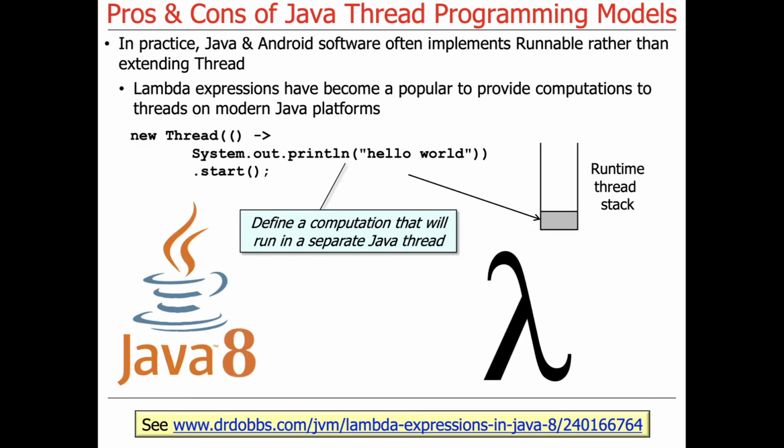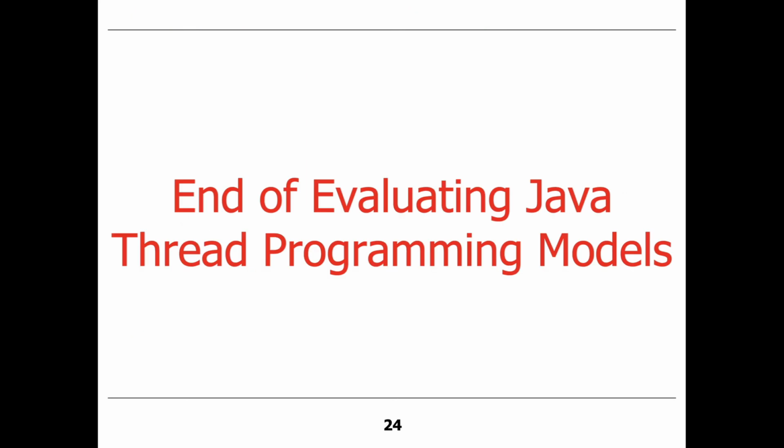And as I think I mentioned earlier when we were talking about this topic way back at the very beginning, lambda expressions are now a popular way to provide computations to threads on modern Java platforms. And so as you can see here, we can make a new thread. It has a lambda expression, which essentially constitutes a runnable. That'll cause a runtime stack to be created, and that'll cause that runnable lambda to be the entry point into that new thread. Okay, so that's our overview of Java thread programming models.